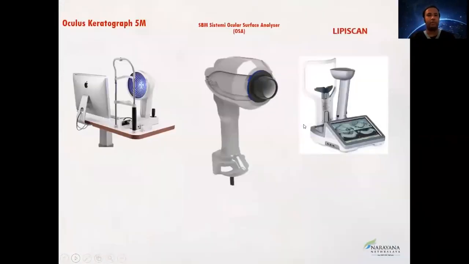That is something which is very important. So there are various devices and tools which indirectly help us in looking at the tear film. If you're looking at the lipid layer thickness, which gives us an indication of the meibomian gland functioning, there are various tools and devices, like the LipiView, the ocular sclerotograph, the SPM ocular surface analyzer. There are pros and cons of each one of them.